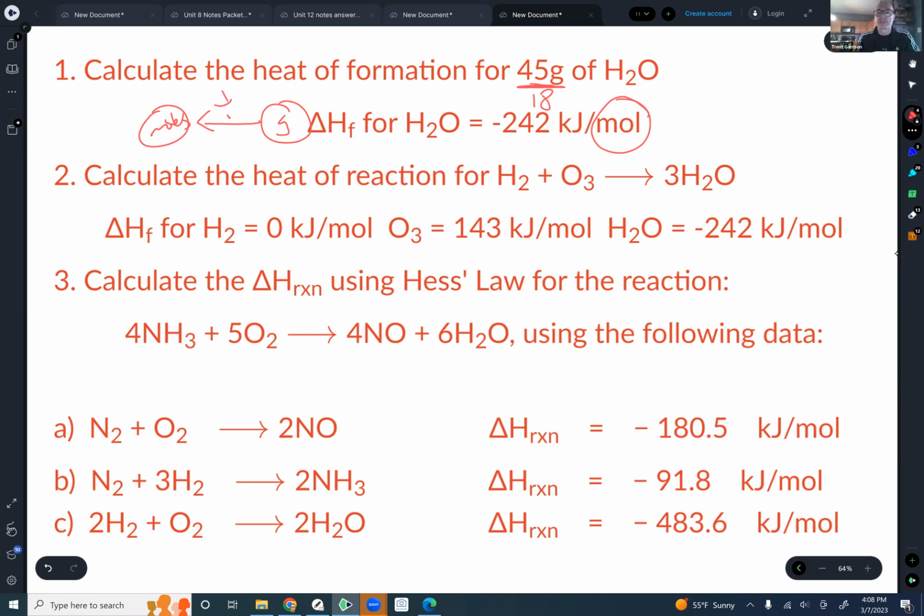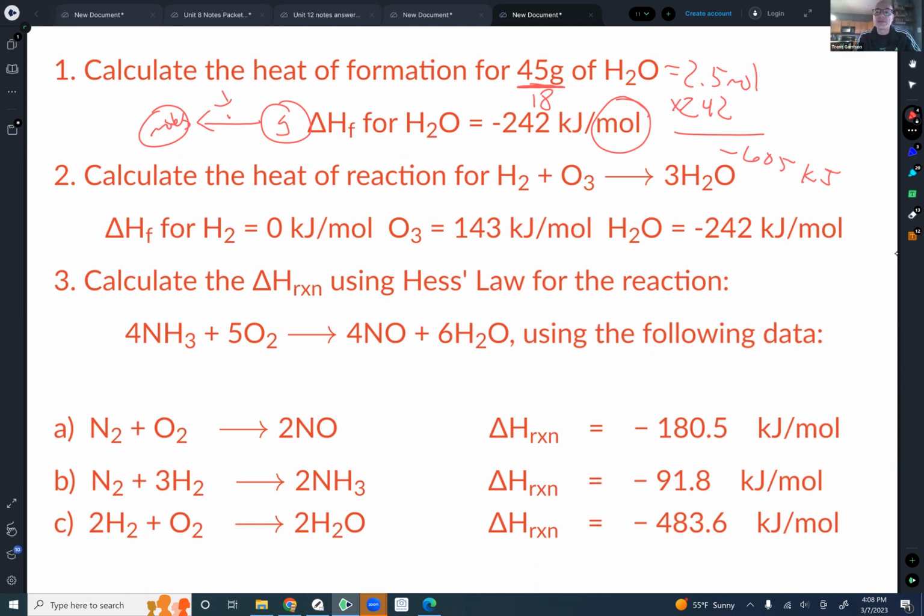That's a division process. So 45 divided by 18, the weight of water off the periodic table, is 2.5 moles. We're going to multiply that times negative 242, and you end up with 605 as your answer. 605 negative kilojoules, meaning it's exothermic, meaning it's giving off heat.